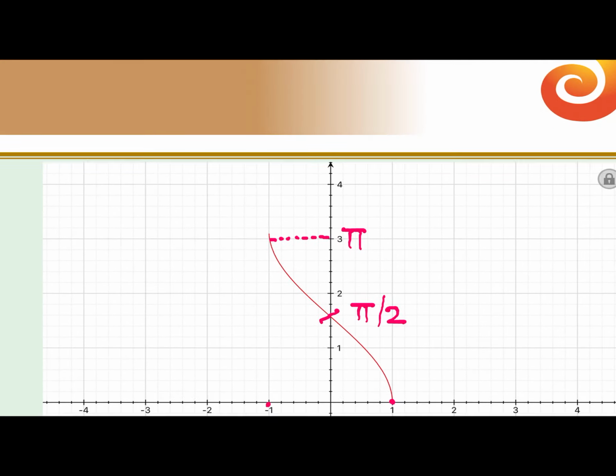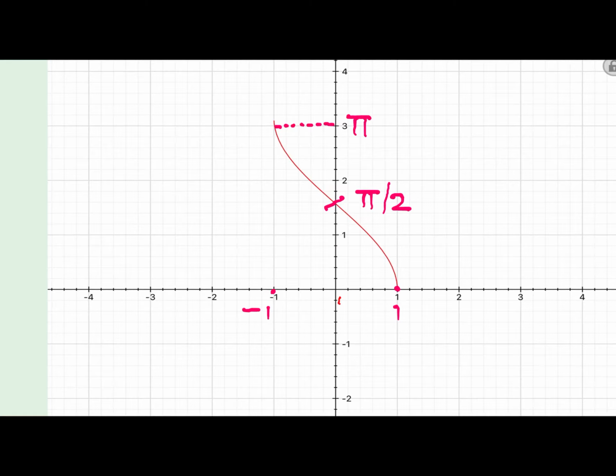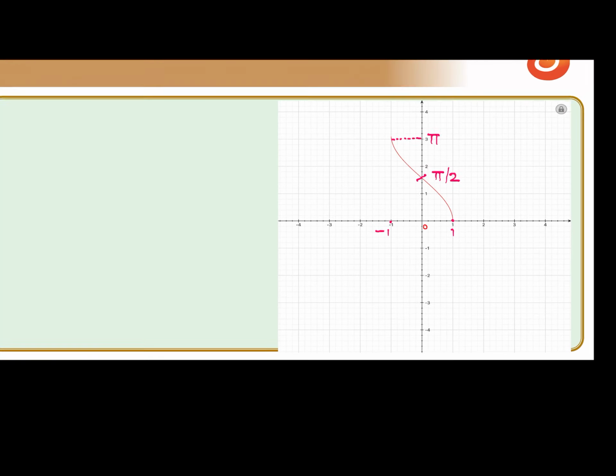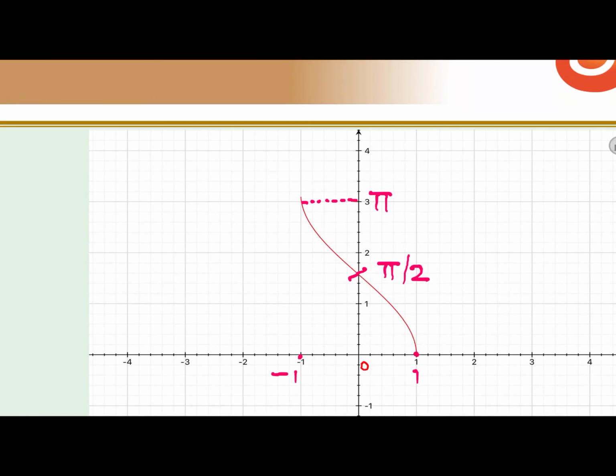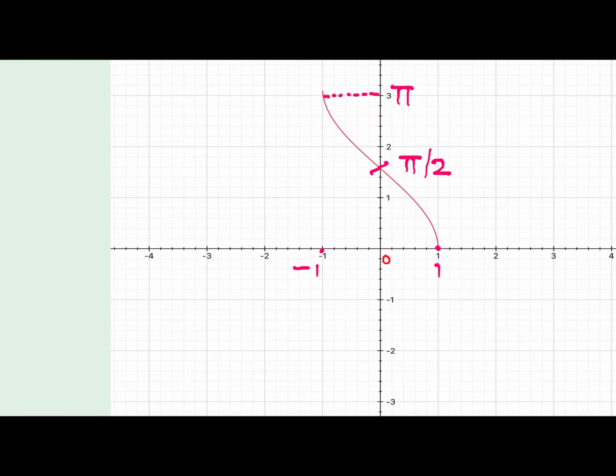You can clearly see, this is 0 and this is pi. Again, domain is minus 1 to plus 1 and range is from 0 to pi. So this is the graph of cos inverse x. So I will expand once again for you. From minus 1 to plus 1 is domain, pi by 2 this point and this is pi. So range is from 0 to pi.